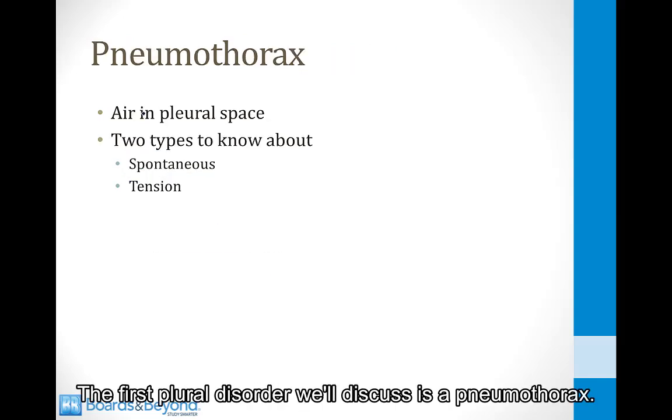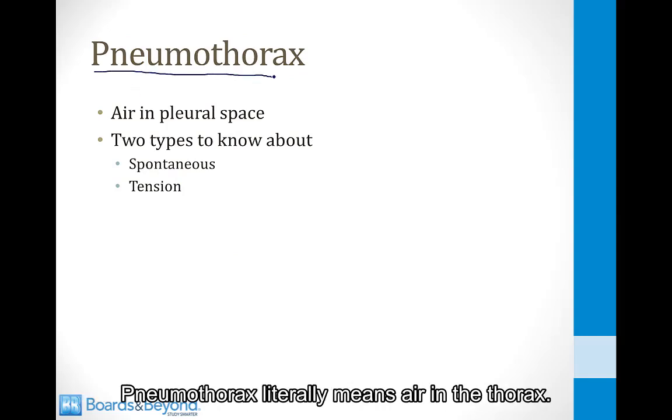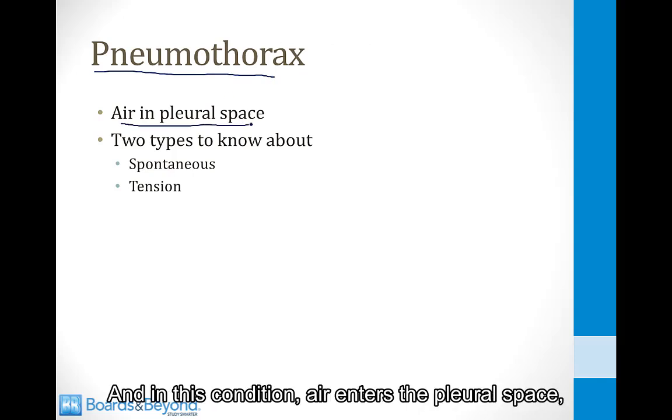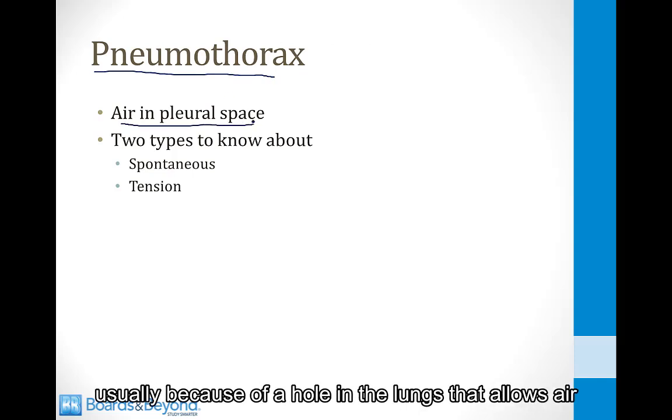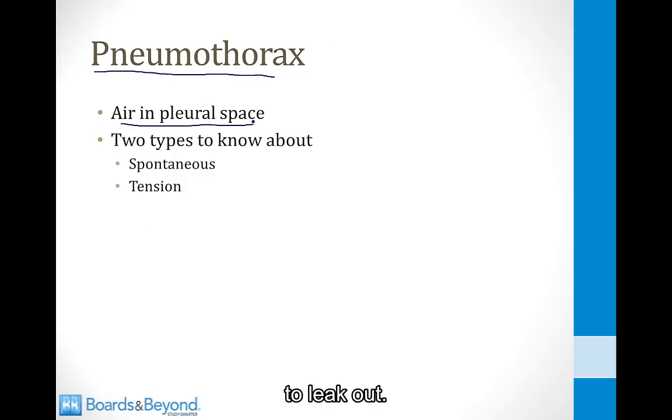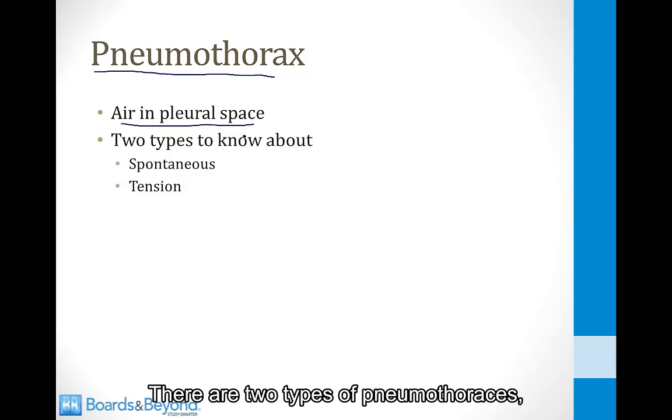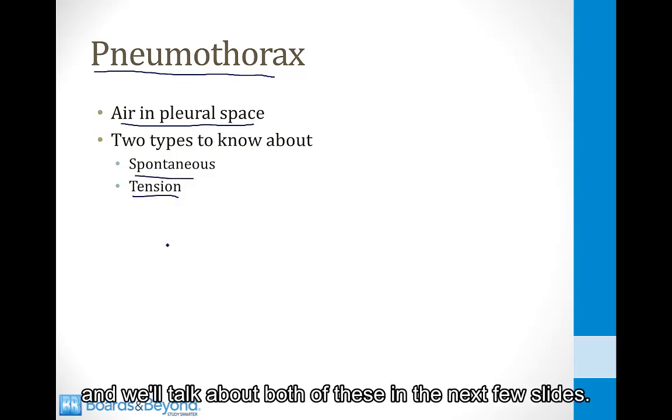The first pleural disorder we'll discuss is a pneumothorax. Pneumothorax literally means air in the thorax, and in this condition, air enters the pleural space, usually because of a hole in the lungs that allows air to leak out. There are two types of pneumothoraces, the spontaneous and the tension, and we'll talk about both of these in the next few slides.